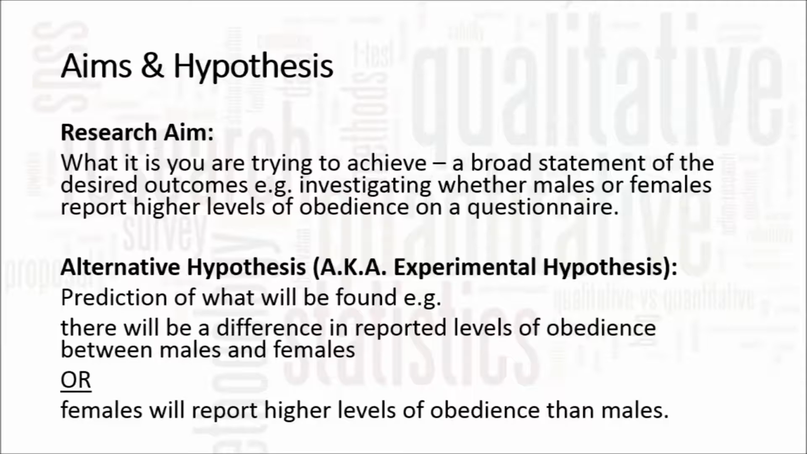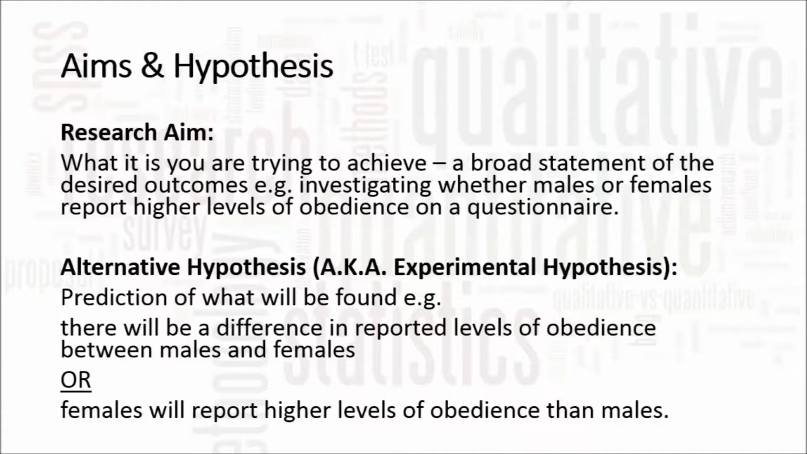The last thing I would like to discuss in this session is aims and hypothesis, and these are going to be very, very important to your psychological research over the next 2 years. A research aim is basically what you're trying to set out to achieve, a broad statement, if you like, of the desired outcomes. So for instance, we're investigating whether males or females report higher levels of obedience on a questionnaire.